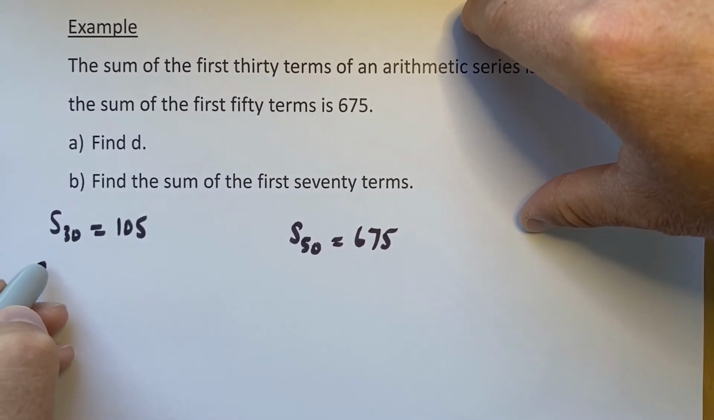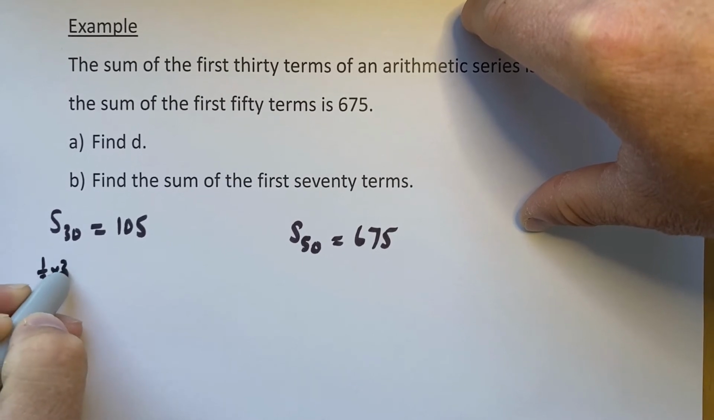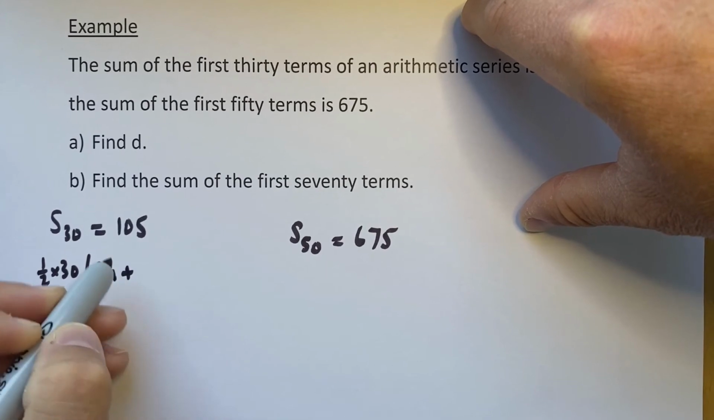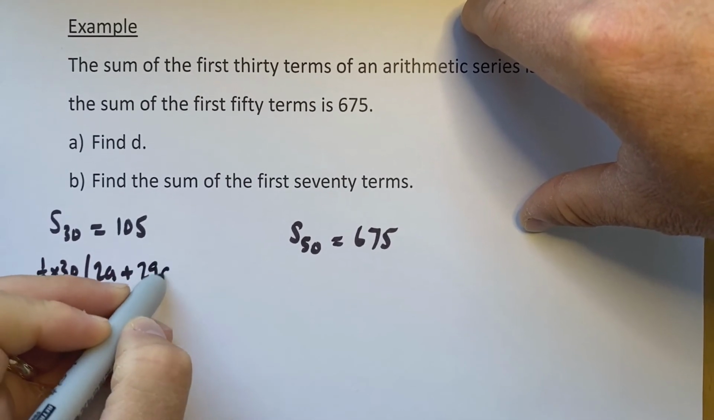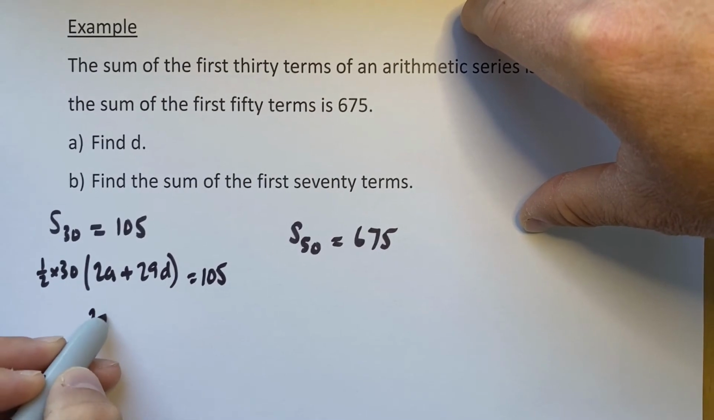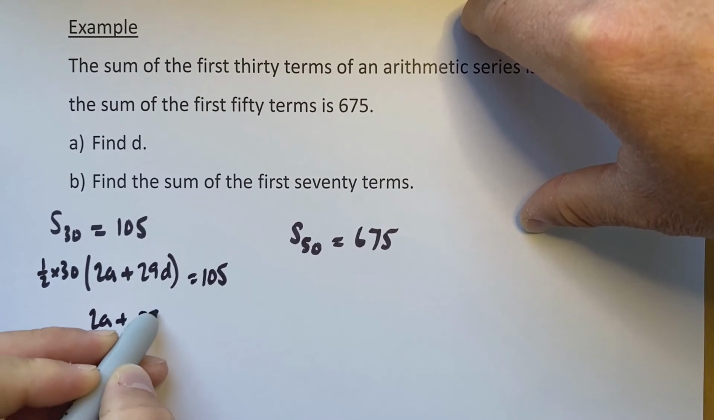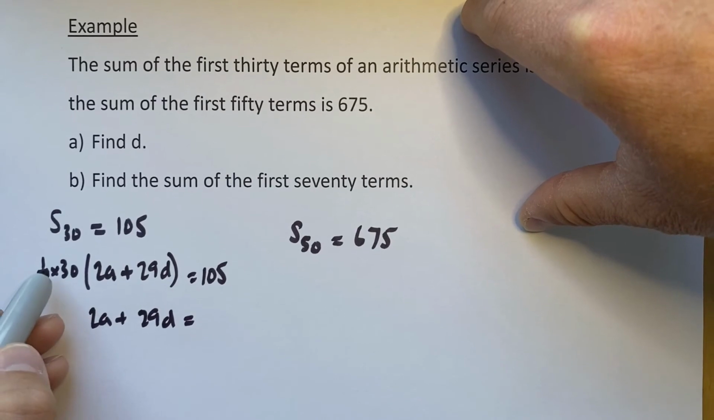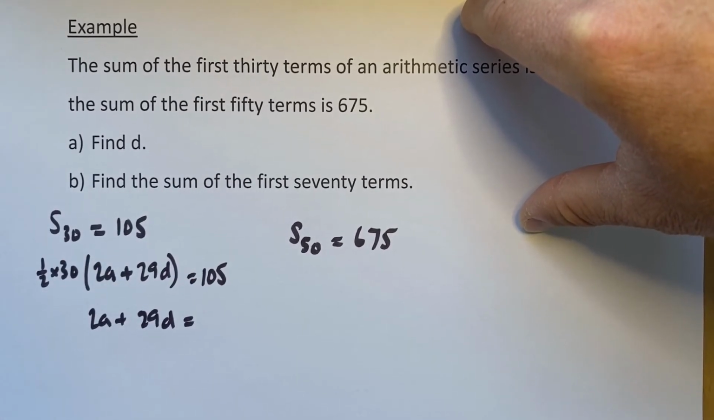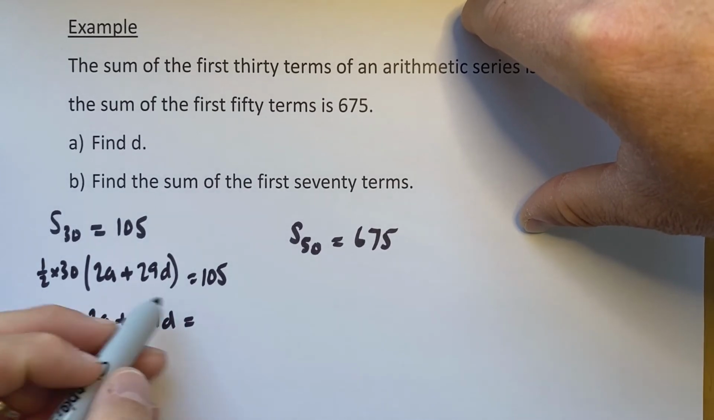So we get half of n, so half of 30, 2a plus (n minus 1)d is equal to 105. And as always, I'll write that down, but half of 30 is 15, and you just divide 105 by 15, which comes out with 7.